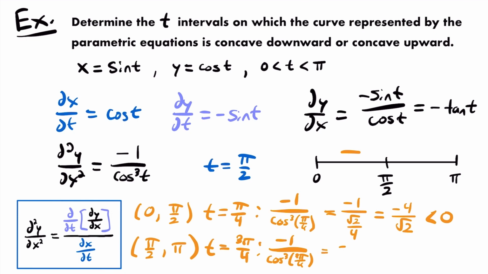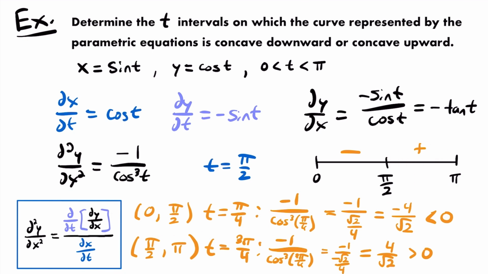And so this will be equal to negative 1 divided by the negative square root of 2 divided by 4, and those two negatives will cancel out, and this will be equal to positive 4 divided by the square root of 2. And that is a positive value for our second derivative. It is greater than 0, which means that for this interval, our curve is concave up. So if I label that on our number line here with a plus sign, now we have determined that for this interval, our curve is concave down, and for this interval, our curve is concave up.